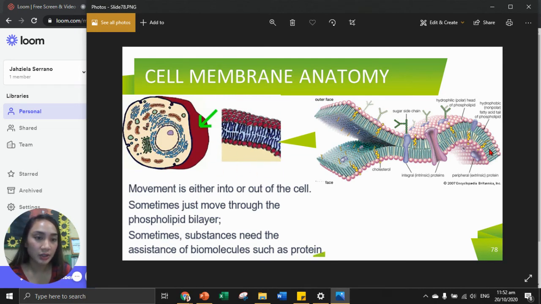And ito yung parang another picture, three-dimensional. So ito yung sinasabi, sometimes it's just substances just move through the phospholipid bilayer. So minsan dire-diretso lang yung substances in and out of the cell. And sometimes naman, it needs assistance of biomolecules such as protein. So if we look here, we have protein here attached sa ating cell membrane, which is the one that assists molecules to go in and out of the cell.